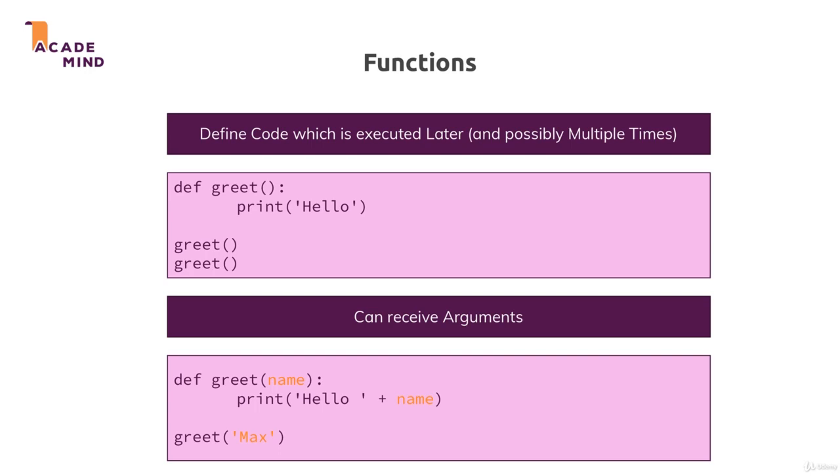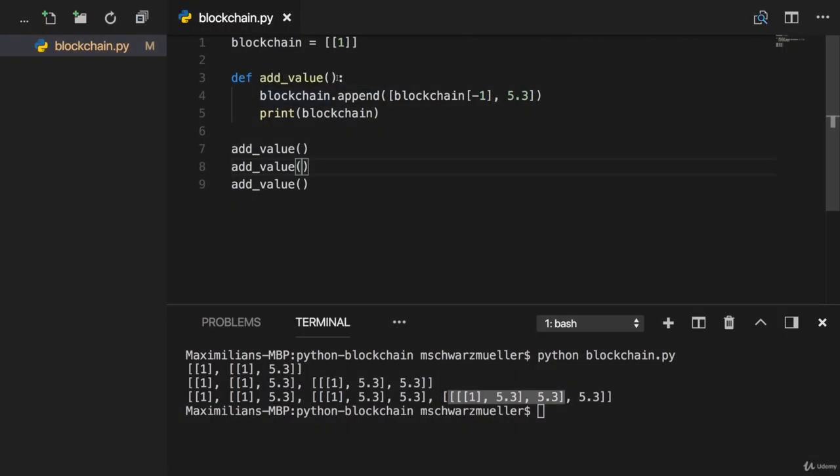Now let's apply this to our blockchain. In add value, we can add an argument, and you can name that argument whatever you want, like val, or value, or transaction amount, something like this. And you can use that value inside of your function body, not outside of it. It's only known inside of it. So we can use that like a variable name here and add it here instead of 5.3. And we could, of course, also use that in calculations or in any operations we perform on it. So this is my transaction amount here.